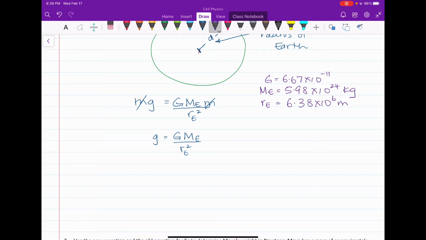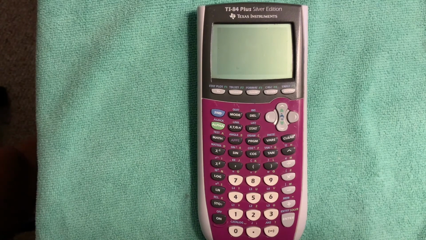All right, so let's plug those numbers in: 6.67 times 10 to the negative 11 times 5.98 times 10 to the 24, divided by 6.38 times 10 to the 6th, and this is squared. I'm going to pause here and show you this on the calculator because, I'll be honest, a lot of people make mistakes plugging this number into their calculator. So I'll pause here, and when we come back, we'll finish the problem.